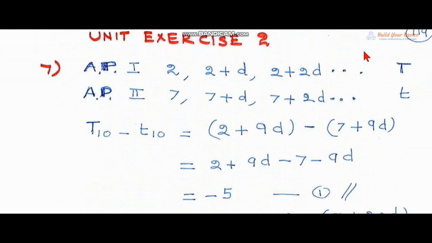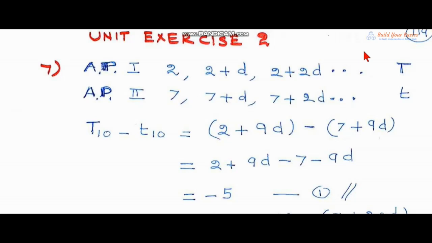Two APs, two arithmetic progressions, have the same common difference. The first term of one AP is 2 and that of the other is 7. For the first AP, the first term is 2. For the second AP, the first term is 7.